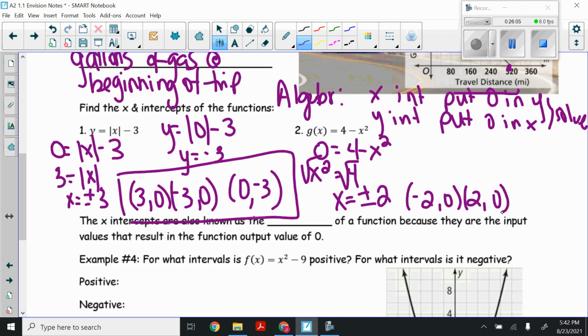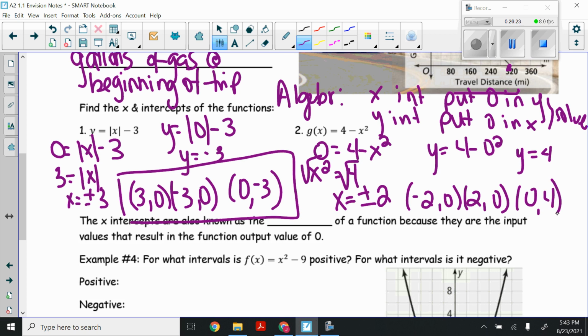Now I'm going to find my y-intercept, so I'm going to put 0 in for x. So I have y equals 4 minus, instead of x, 0 squared. 0 squared is still 0. 4 minus 0 is 4. So the y-intercept is 4, the point (0, 4).